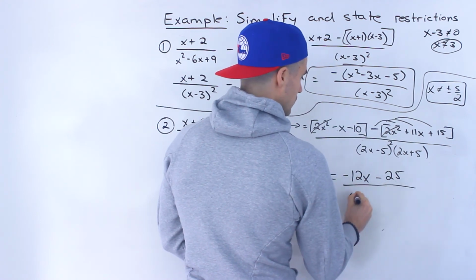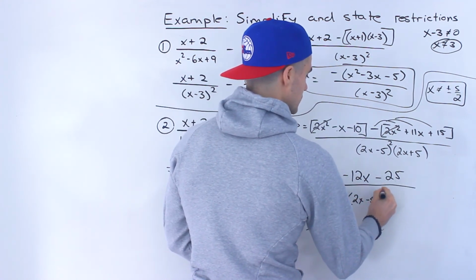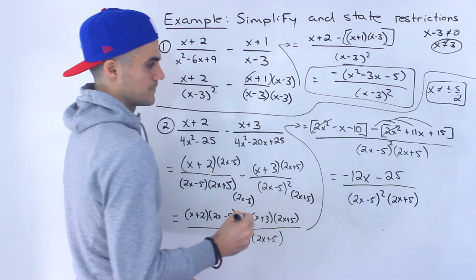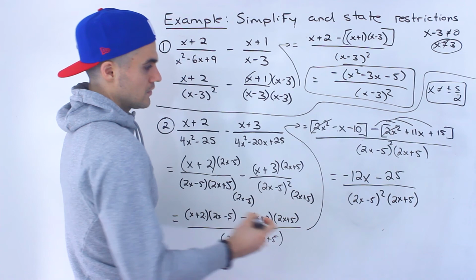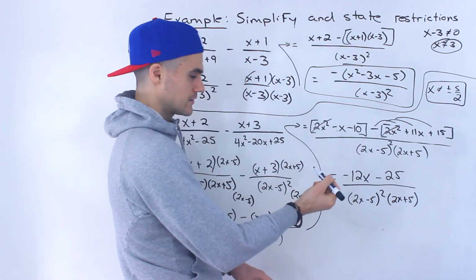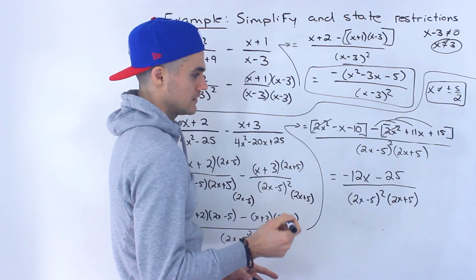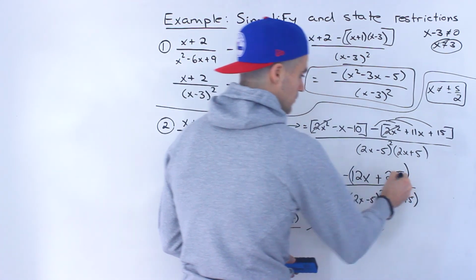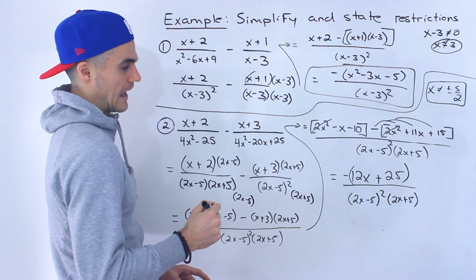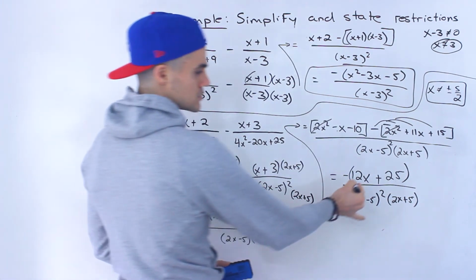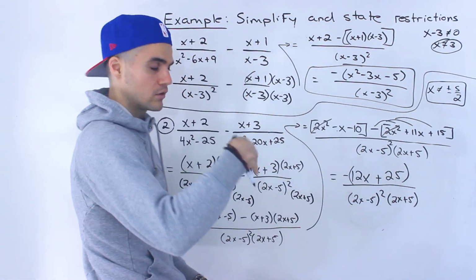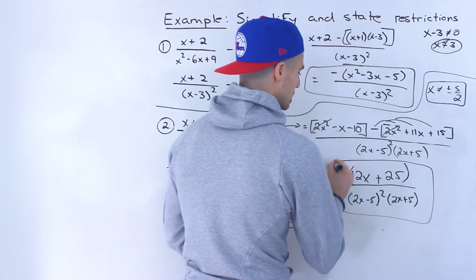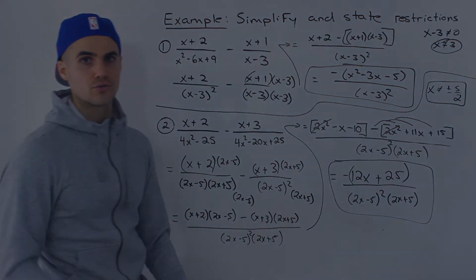And that's going to be all over 2x minus 5 to the power of 2, and then we'll have 2x plus 5. All right, and then from here you want to see, can that numerator factor further? And unfortunately it can't. We could take out a negative. So if we do take out a negative, this would turn into a positive. So we can maybe have it look like that. But other than that, there's nothing we could take out from the 12 and 25. So this here ends up being the final answer, and then those are the two restrictions.